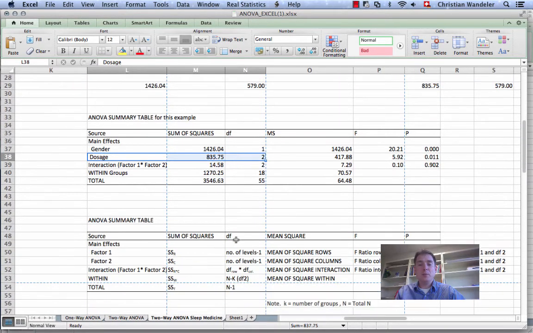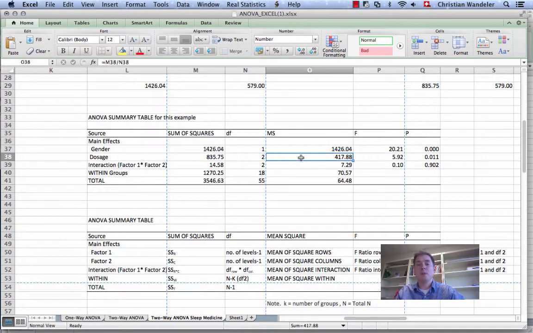Degrees of freedom is number of levels minus 1. So here we have 3 dosage levels, 10, 40, and 70 milligrams. So 3 minus 1 is 2. And to get the mean squares, we divide 835 by 2, which is 417. To get the F ratio, we do the same thing again. 417 divided by 70 gives us this F ratio.